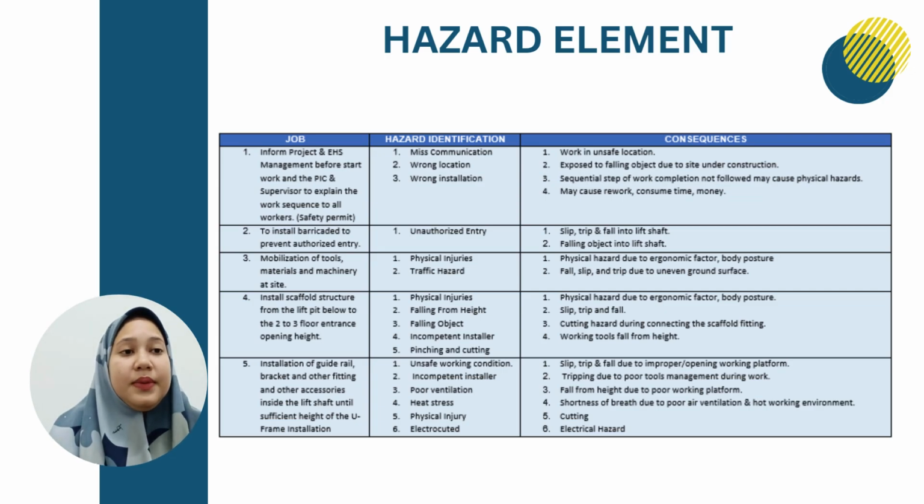Second will be incompetent installer, that can also expose the worker to the potential of slip, trip, and fall during the installation. The third one will be poor ventilation and also heat stress. From this, the worker can have shortness of breath due to poor air ventilation and a hot working environment.